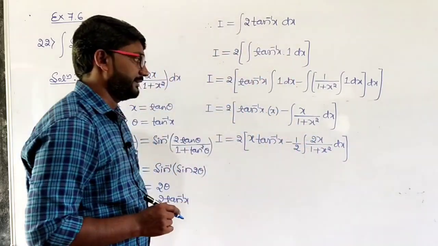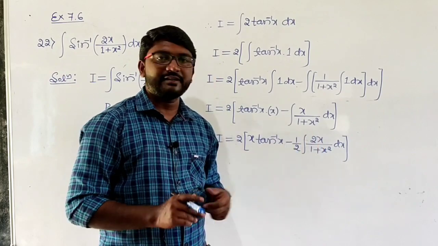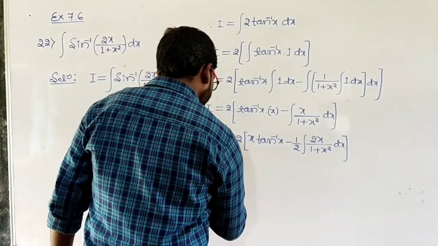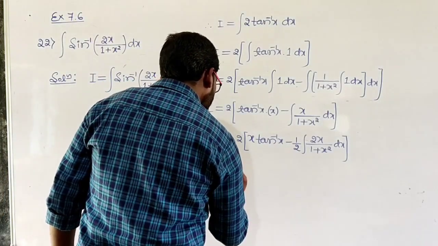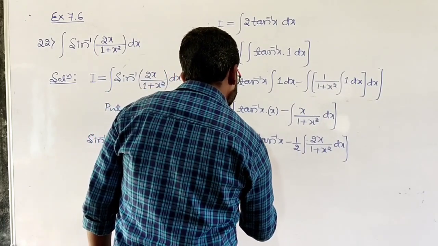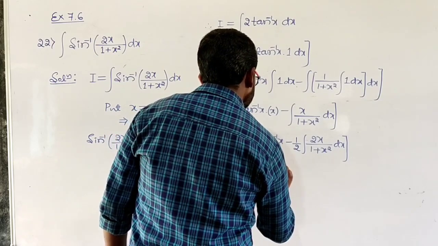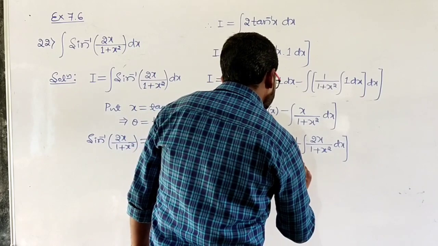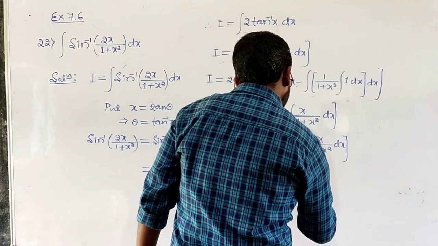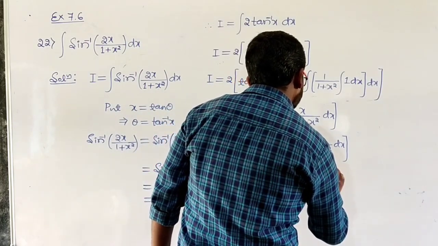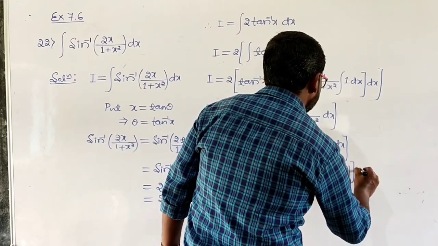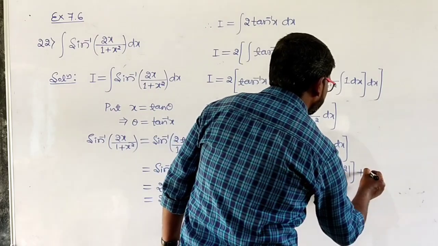Close the main bracket. Now this is in the form of integration of f dash of x by f of x, that is nothing but log mod f of x. So here I, which is equals to 2 times x tan inverse x minus 1 by 2. This will be log mod f of x, that is 1 plus x square, mod complete, close the main bracket, plus c at the end.